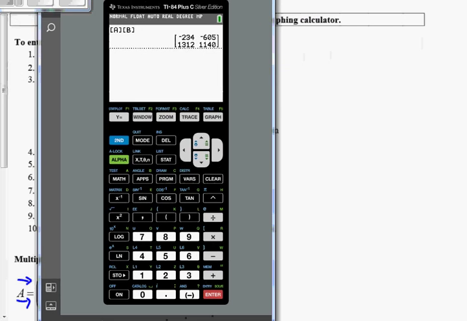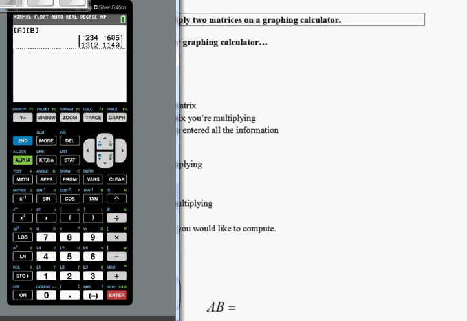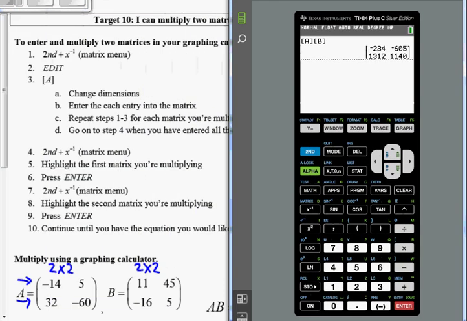So let's put that as our answer. When we do A times B, we are going to get the matrix, and make sure you do put it into matrix form: -234, -605, 1,312, and 1,140. Okay, let's go on. Let's try to do another one.